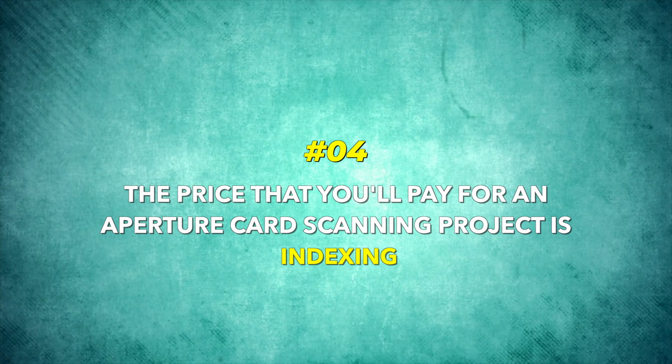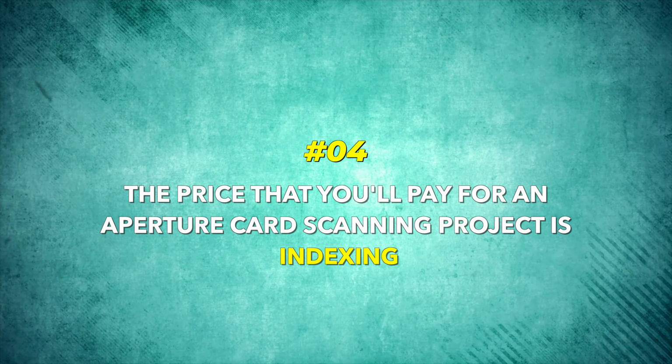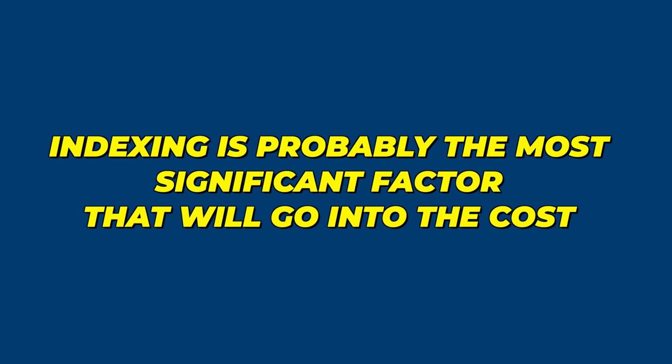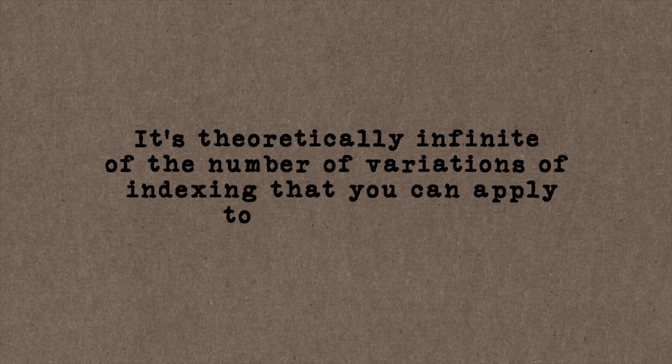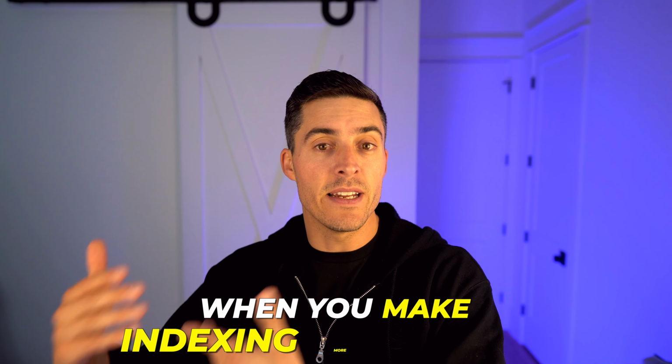So factor number 4 for the price that you'll pay for an Aperture card scanning project is indexing. And next to the number of cards, the quantity of cards that you're going to scan, indexing is probably the most significant factor that will go into the cost because there are so many different variations of indexing that you can do. It's theoretically infinite. But the reason it can be a significant cost is because you can really go down to the granular level and get really in the weeds, which, when you make indexing more complex, typically is going to be more expensive.